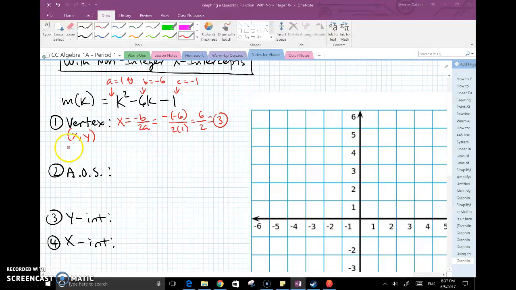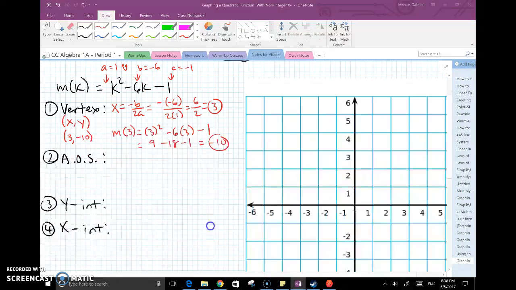Now 3 is only my x-coordinate. I still need to figure out the y. To do that, I need to substitute my 3 back into the function and evaluate it. So what I get is m of 3 is equal to 3 squared minus 6 times 3 minus 1. This in turn gives me 9 minus 18 minus 1, and when that's all simplified, that's -10. Okay, so my coordinates are 3 and -10.